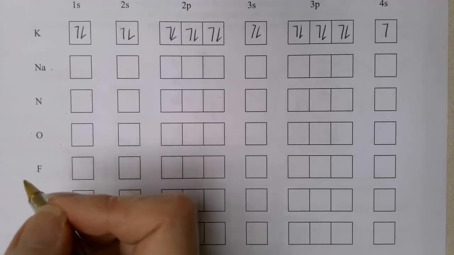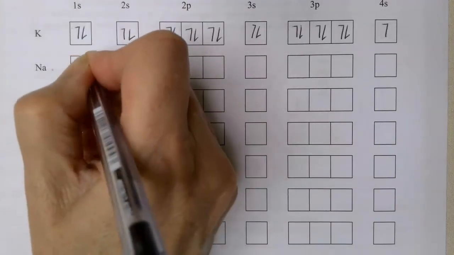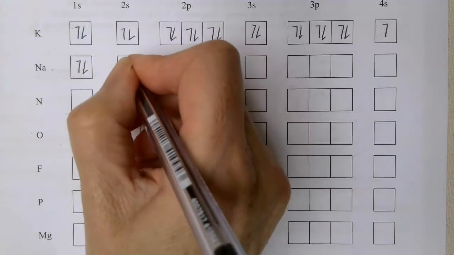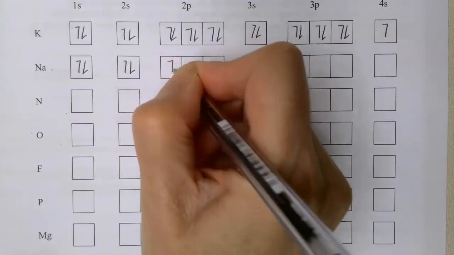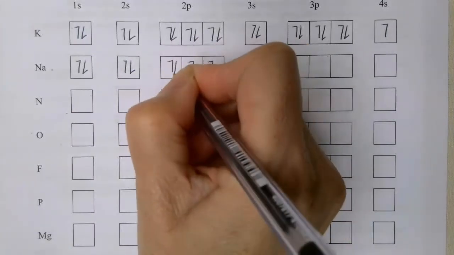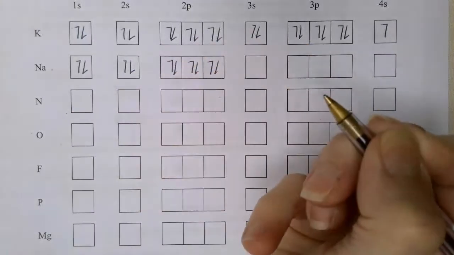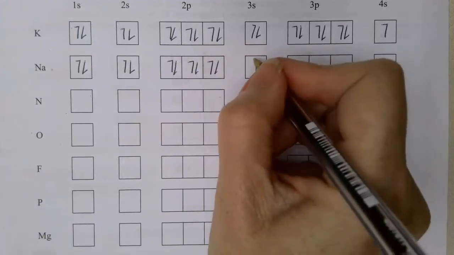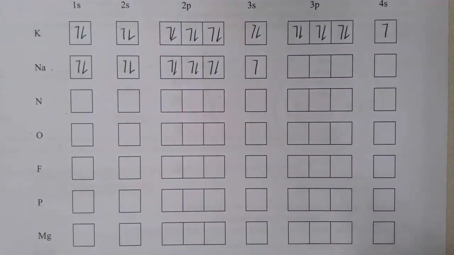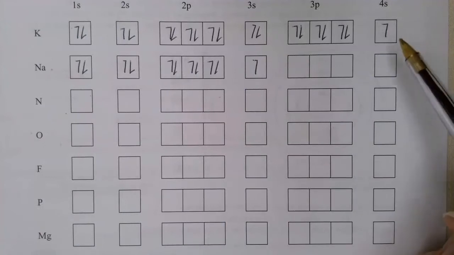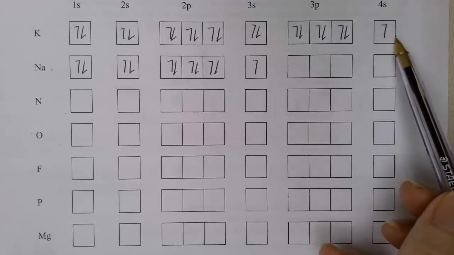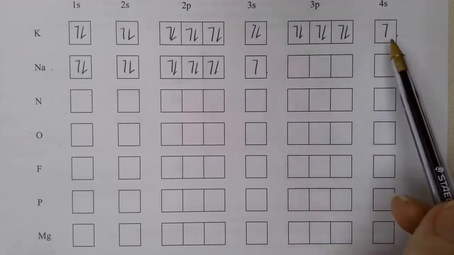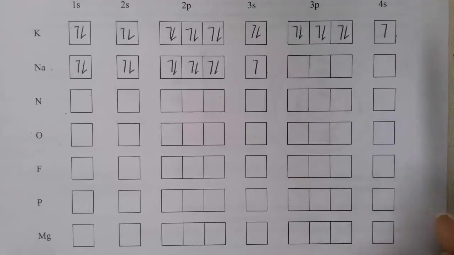Sodium has 11 electrons, so I'm going to put 2 again in that first subshell, 2 in the second, and then filling up my 2p. Again, I've got 1 electron left over, and that's going to go in the 3s. So you can see that the electron configuration of potassium and of sodium is very similar. It's just potassium has an extra shell of electrons.